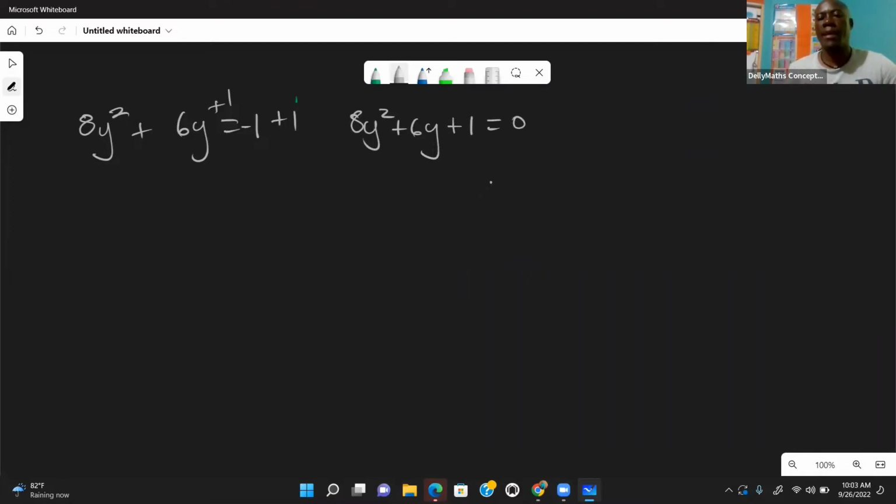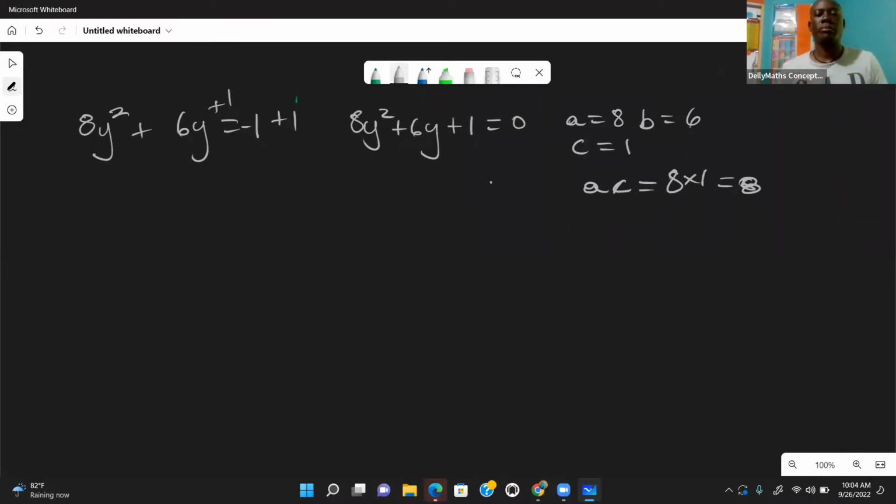Now that we have it like that, what we want to do is to highlight what is A, what is B, and what is C. A is equal to 8, B is equal to +6, and C is equal to 1. Now we're going to try to find AC, which is A times C, which is 8 times 1, and this is 8.